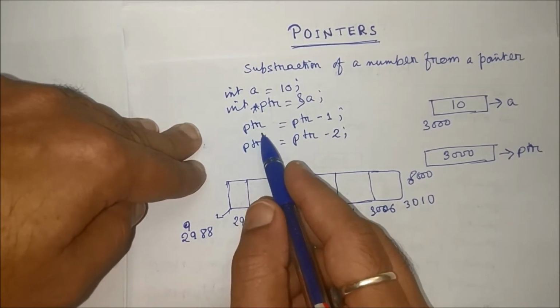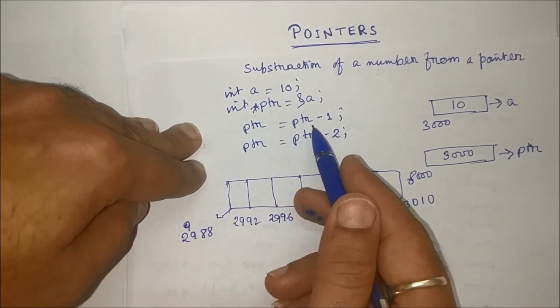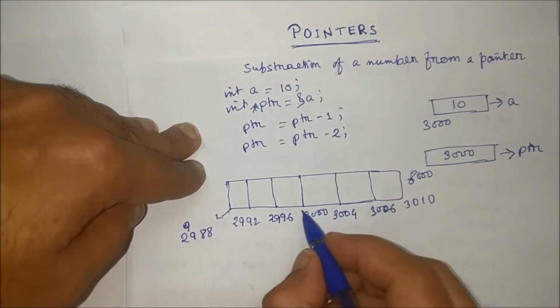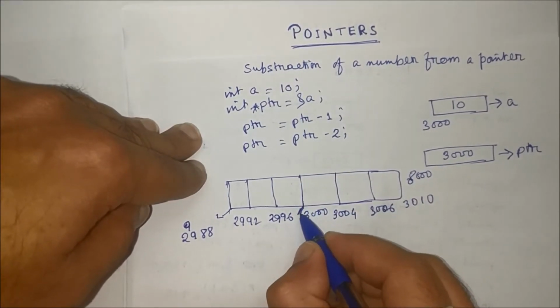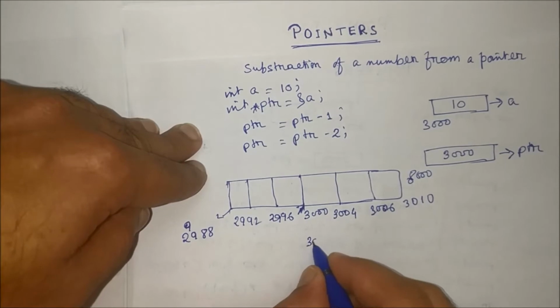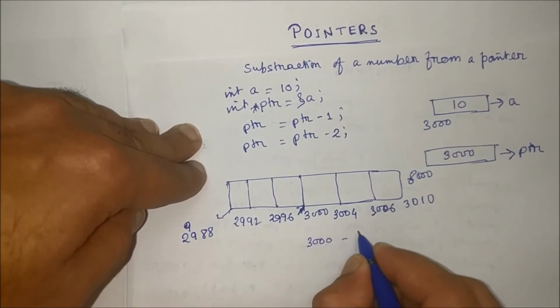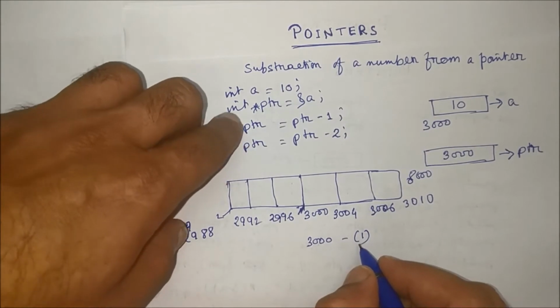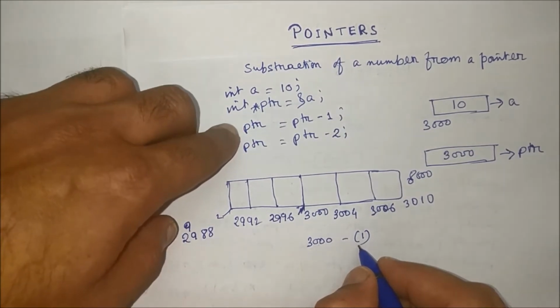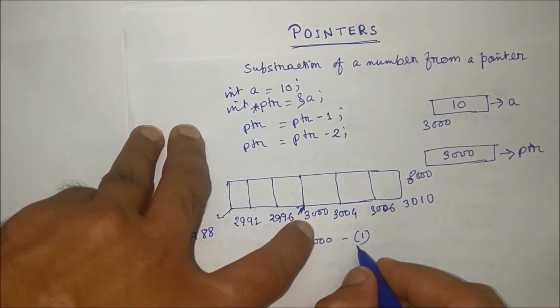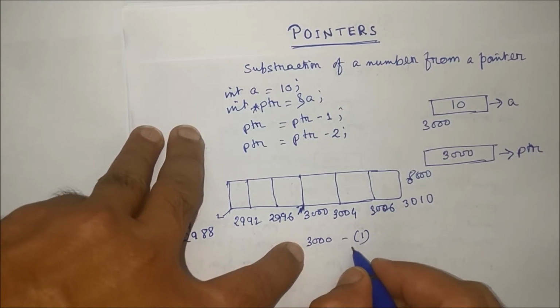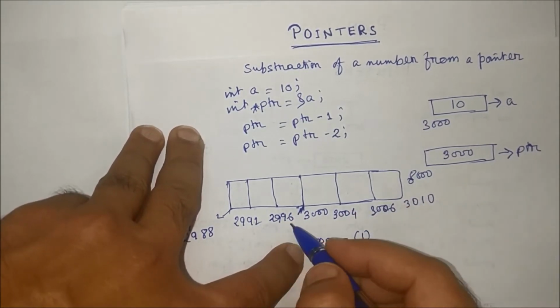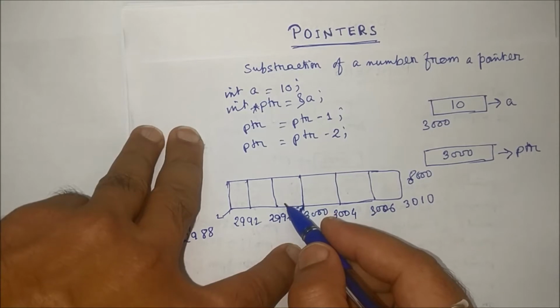Now think about this statement, ptr is equal to ptr minus 1. Now ptr is pointing to this memory address, right? So from 3000 memory address, we are asking the compiler to subtract 1, where ptr is an integer type pointer, so it is pointing to the integer memory address. Whenever you are subtracting 1, it will go to the previous location where another integer may get stored.